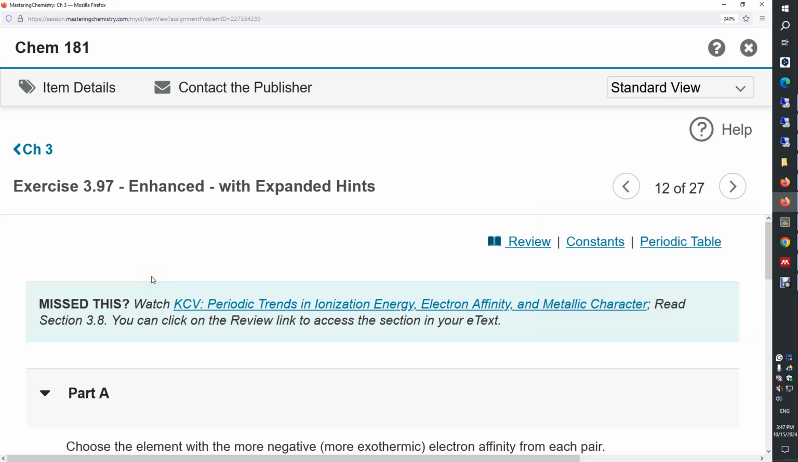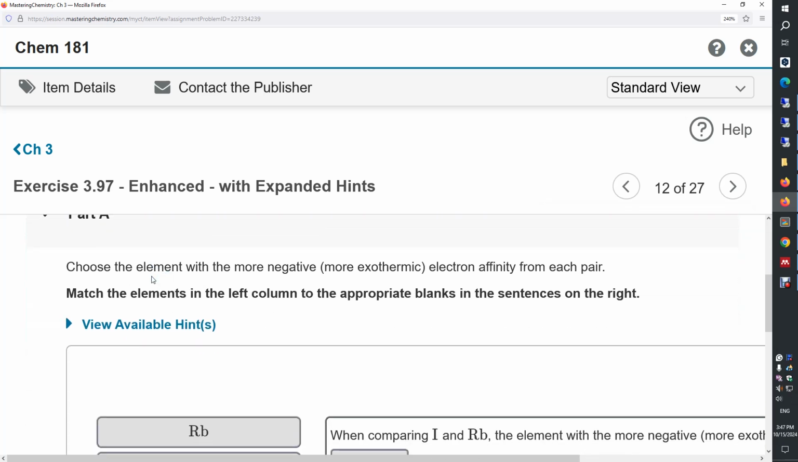Chapter 3, Exercise 3.97, Part A. Choose the element with the more negative electron affinity from each pair. The fluorine atom and the chlorine atom love to get one additional electron and release a lot of heat.